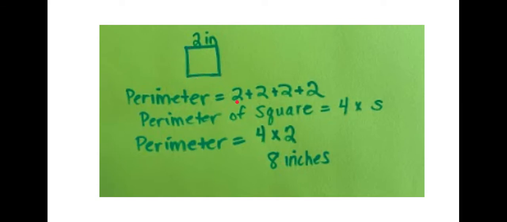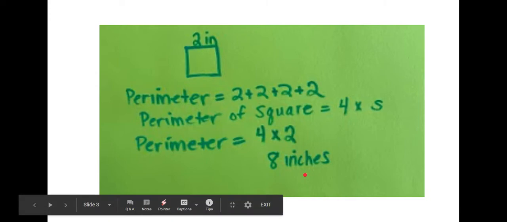So my perimeter here would be 2 plus 2 plus 2 plus 2. Or I could also say 4 times the length of each side. So 4 times 2 is 8.